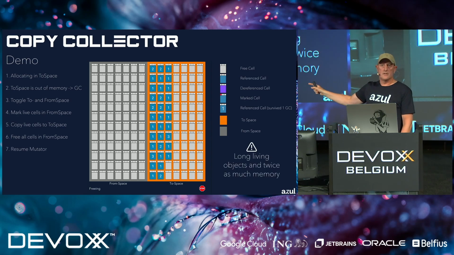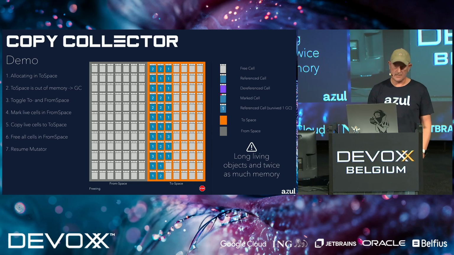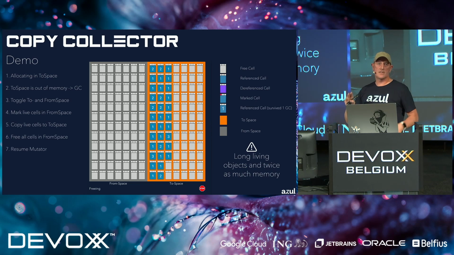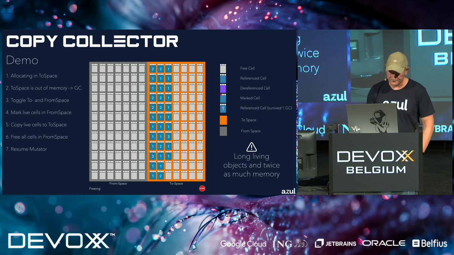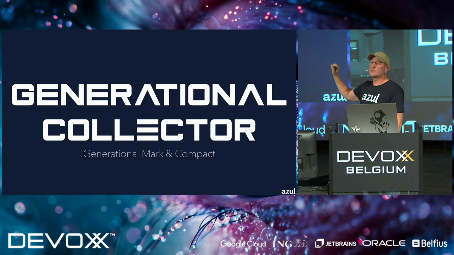Problem number one. If you have an object that lives for a long time, you copy it all the time, right? That means updating references all the time. It's not that nice. And we need twice the amount of memory here, because we need to be able to copy the whole thing in the worst case. Okay, so that leads me to the next one, generational collector.